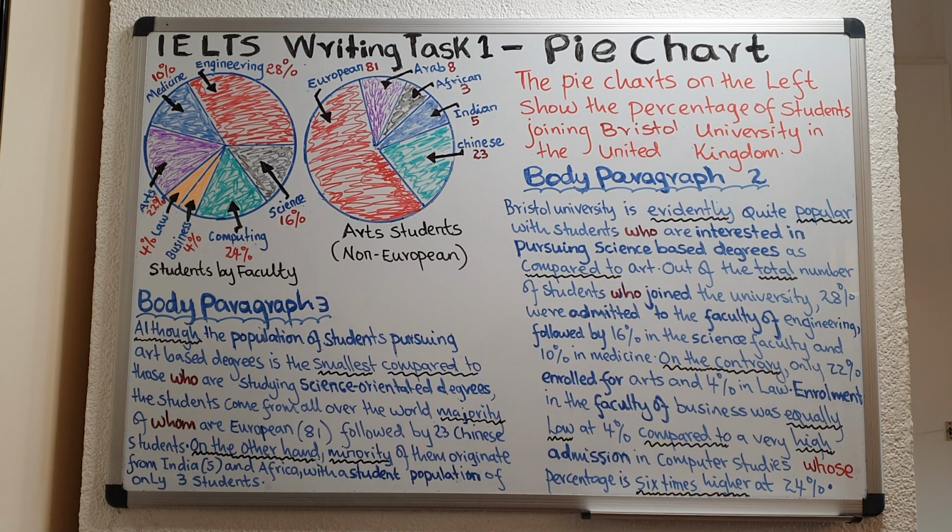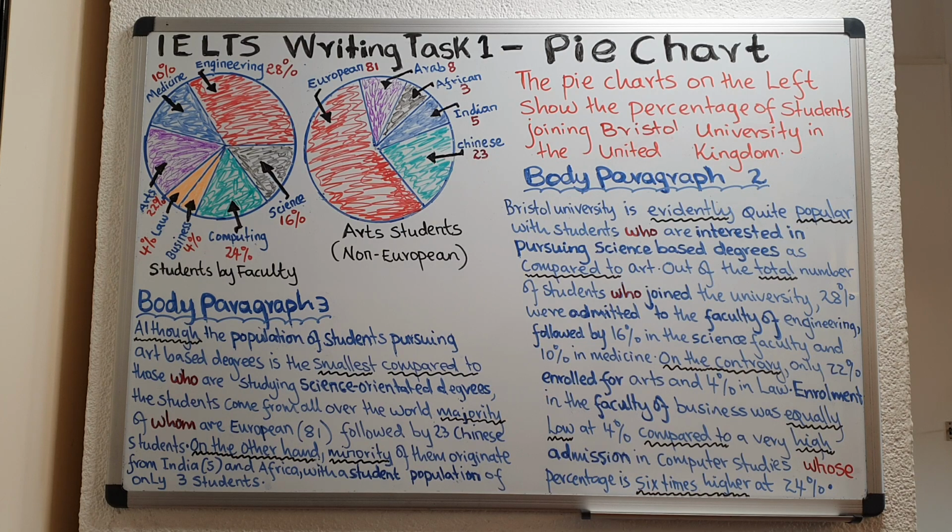Now, I then have to prove that the total number of students who applied or who are admitted for art-based degrees were less. So I introduced that fact with a connector, a linking word that is the opposite, and that is on the contrary, only 22% enrolled for arts and 4% in law. Now, those are the two art-based degrees that we have there in the first pie chart.